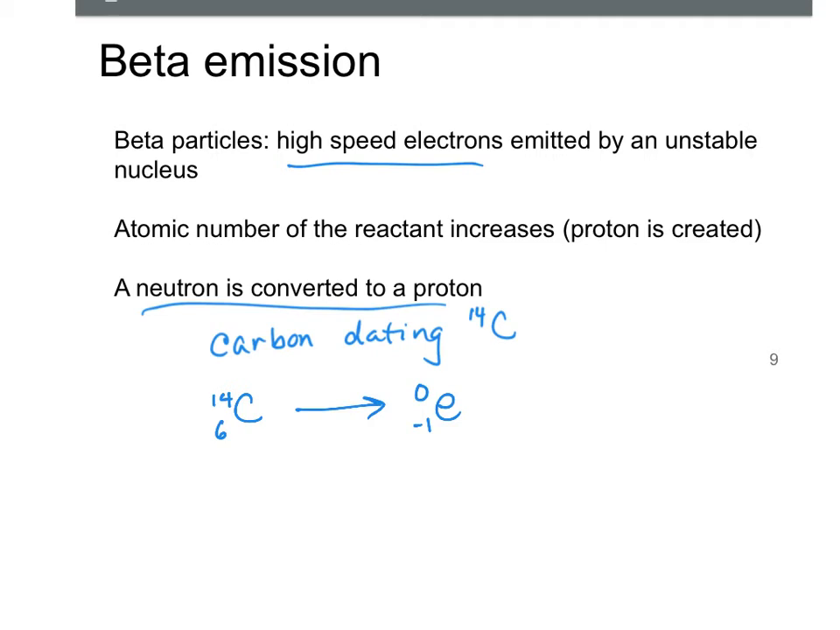And now from this, you can figure out what the remaining product is going to be. Again, summing up mass number and atomic number. So on our product side, in order to sum to 6, we need to have a nuclide with the atomic number of 7, which is nitrogen. And because our mass number is 0 on the product side, it remains the same. So we form nitrogen-14.